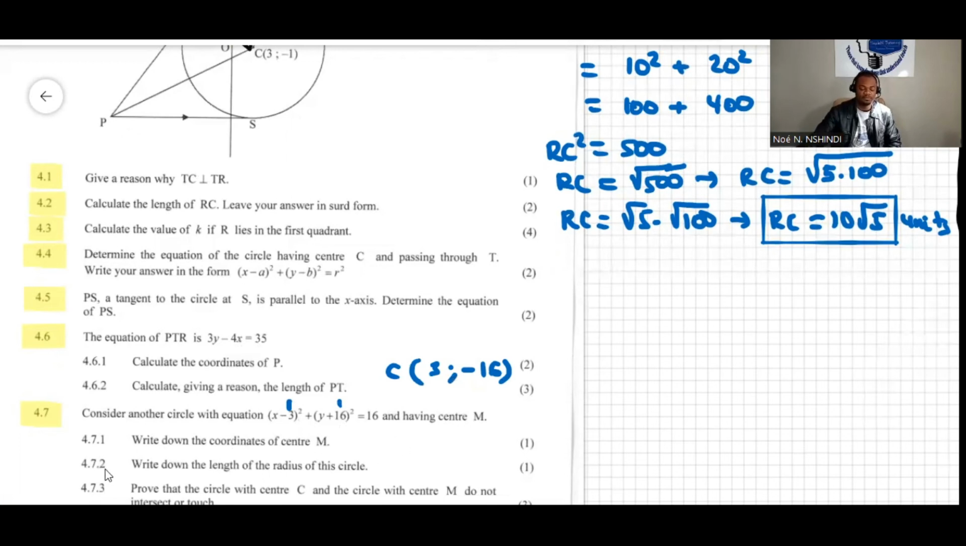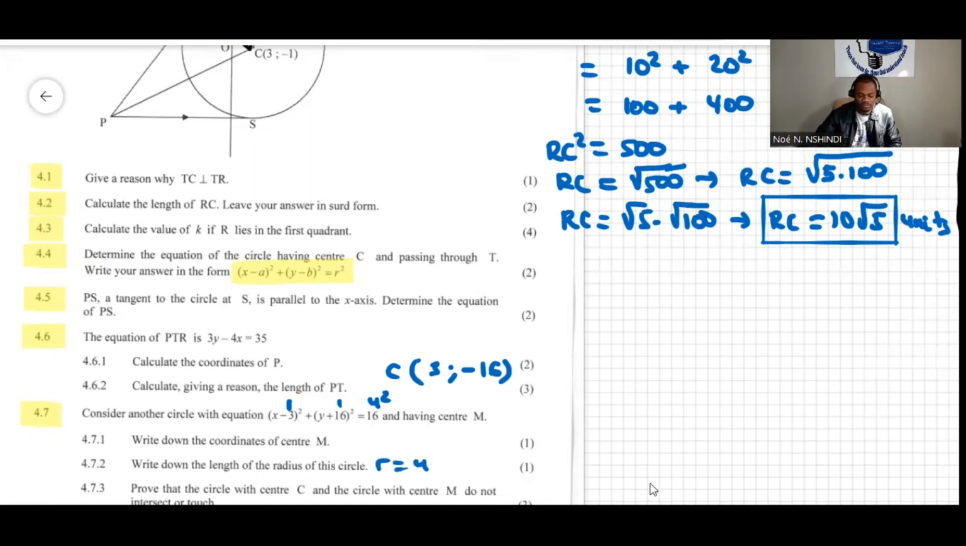And then 4.7.2, the question says, write down the length of the radius of this circle. Well, when they say equal to 16 here, the length of the radius is equal to 4, because if you look at the formula given here, it's always r squared. R squared is not the radius, but the radius is r. So 16 is the same as 4 squared. So over here, the radius is just equal to 4.